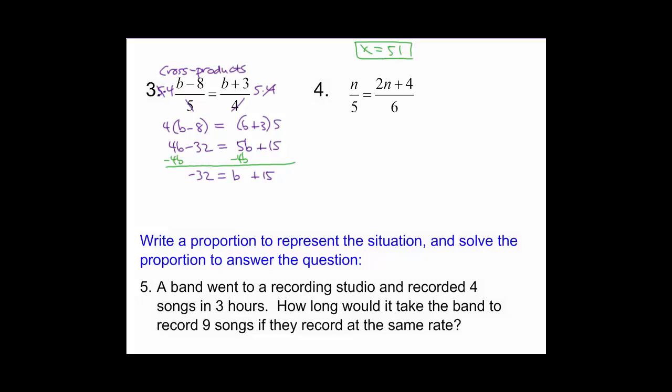And then, to solve for that b, I can subtract the remaining number, which is 15, and that will give me negative 47 equals b.